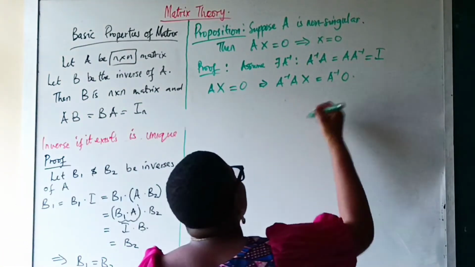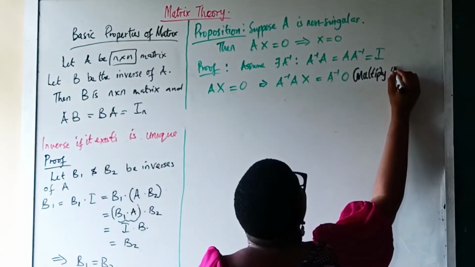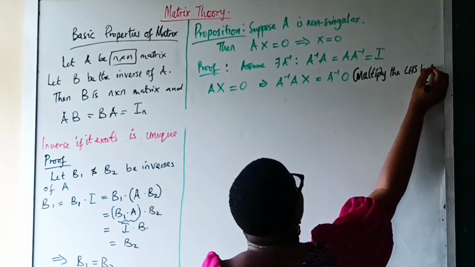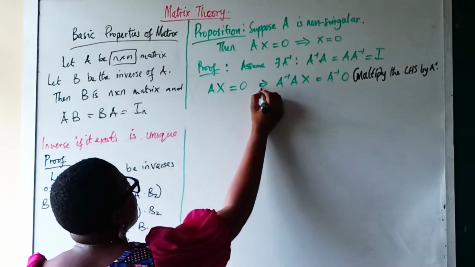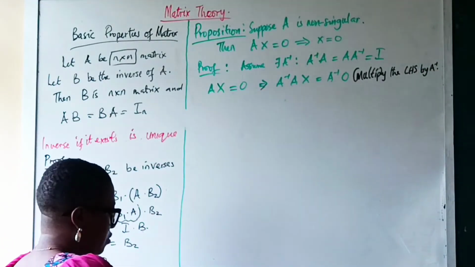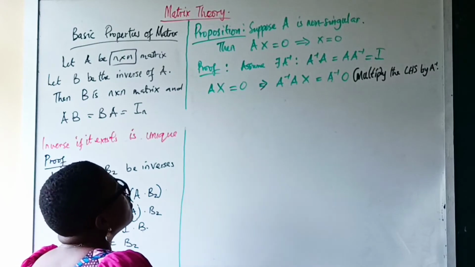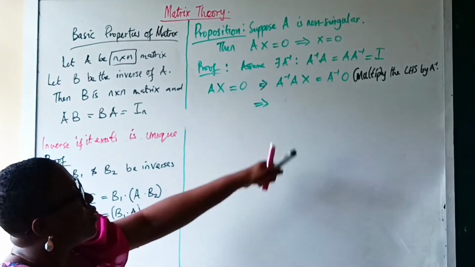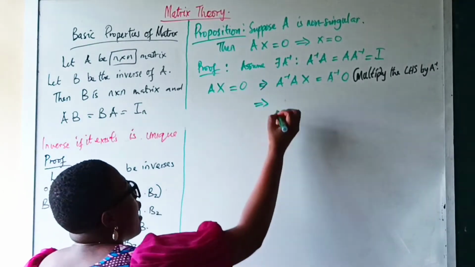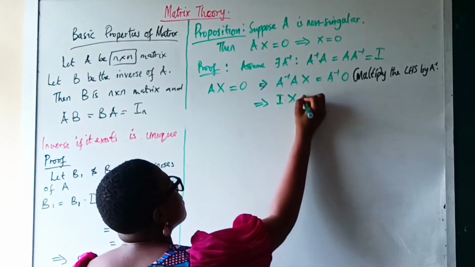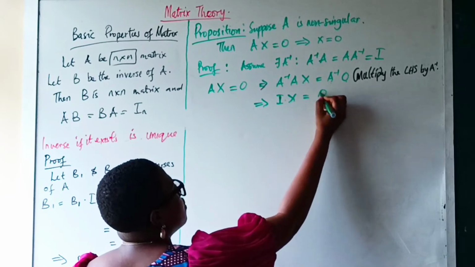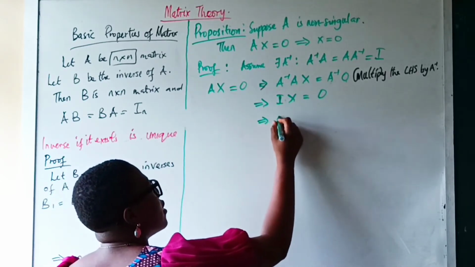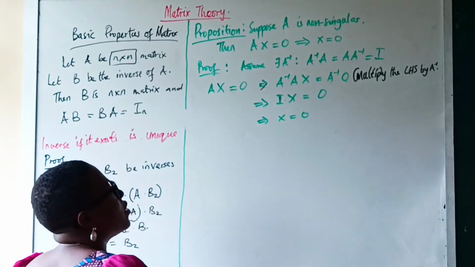So what do we do here? We multiply the left hand side by A inverse. So this implies, by the definition above, that I times X is equal to 0. But what is I times X? X is equal to 0. Have we not reached where we are going?